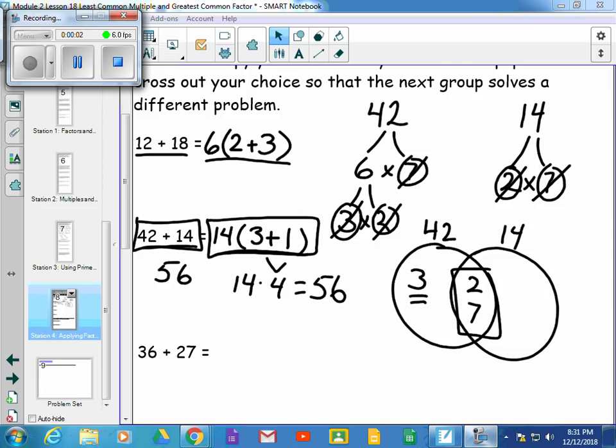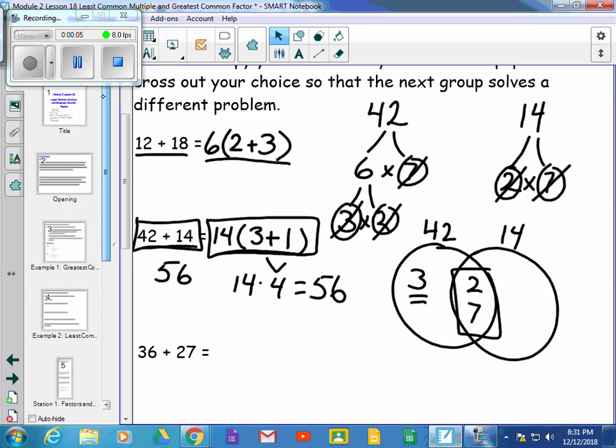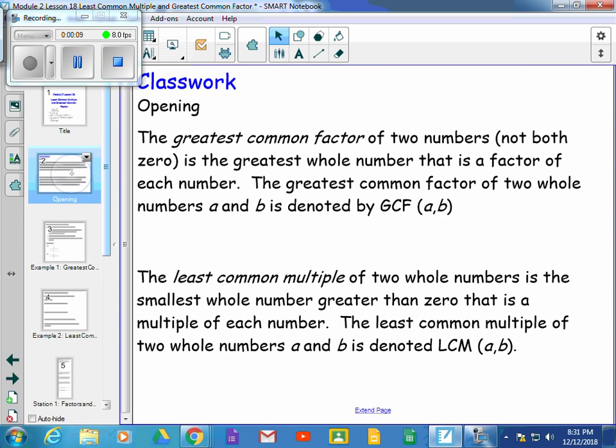Now the last thing that we have to cover in this particular lesson is least common multiple. I'm going to go back to the opening and look at the second part of that so that we can talk about what least common multiple is. At the bottom, the least common multiple of two whole numbers is the smallest whole number greater than 0 that is a multiple of each number. The least common multiple of two whole numbers, a and b, is denoted LCM(a, b).